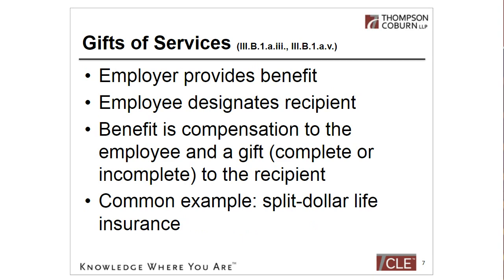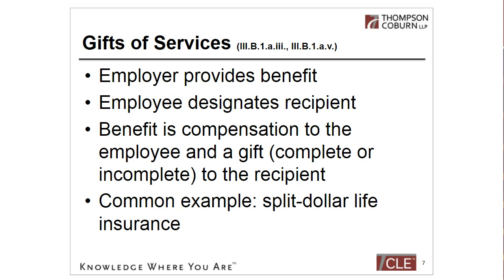Now on slide 7, in this case, on the first bullet point, the employer provides the benefit. There hasn't necessarily been any bargaining going on. The employer simply says, okay, you're coming to work, here's your compensation, here's some benefits you get, and then the employee has the right to designate that recipient. The next slide we'll talk about where the employee doesn't designate. But in this slide, the employer provides a benefit, the employee designates a recipient.